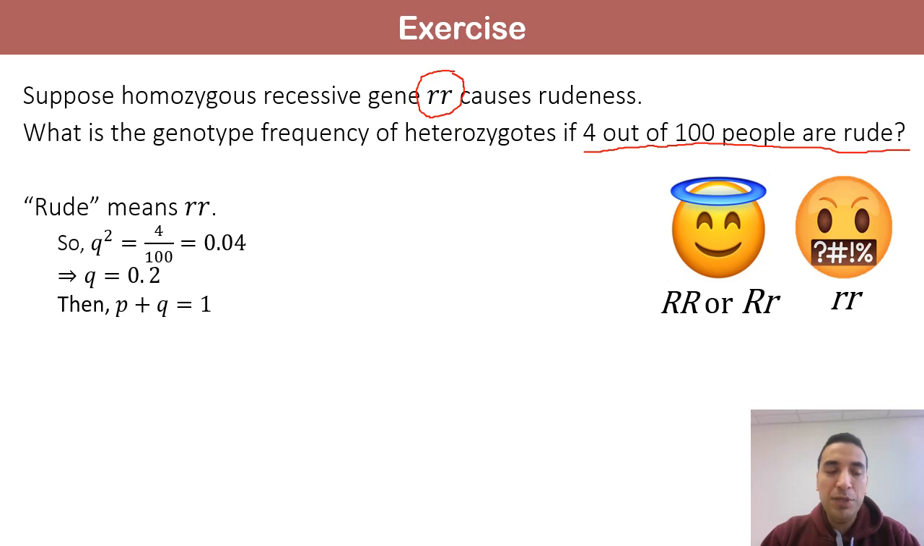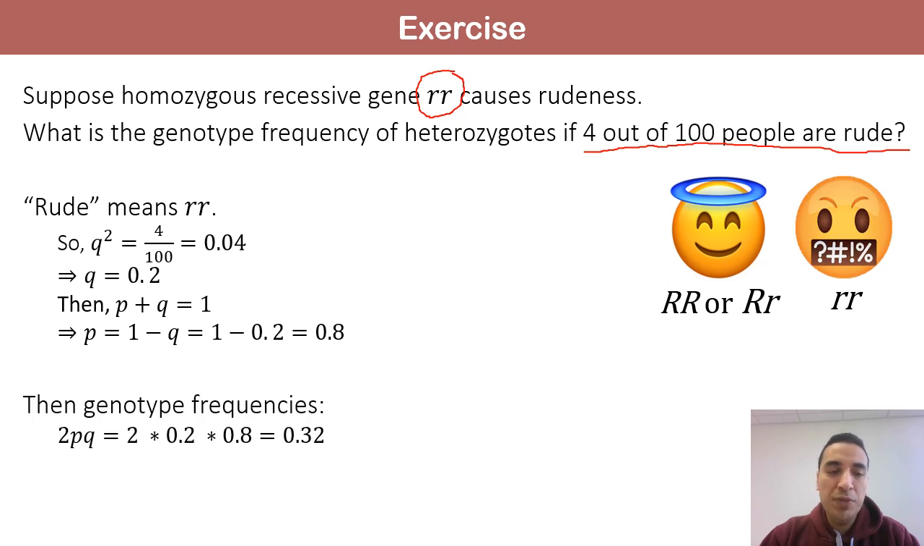You also know that p plus q equals 1. So obviously you can calculate what p is. What is p? p is just 1 minus 0.2. So p is 0.8. If we know p and q, then we can calculate anything we want. So 2pq is just 2 times 0.2 times 0.8, that comes out with 0.32, and p squared is 0.8 squared equals 0.64.